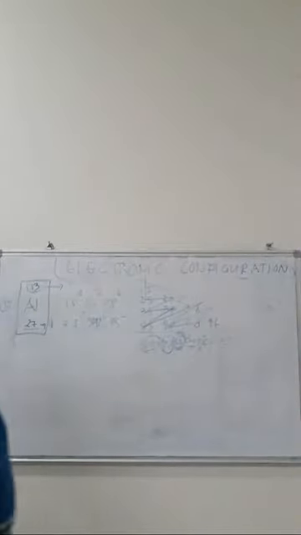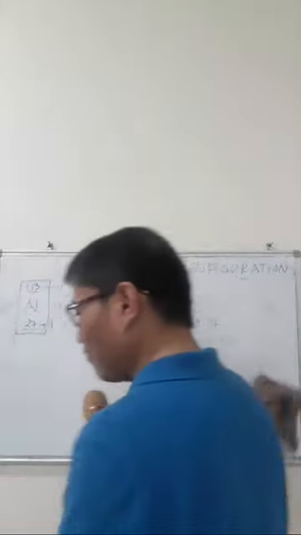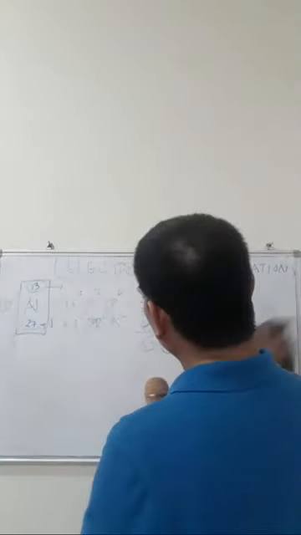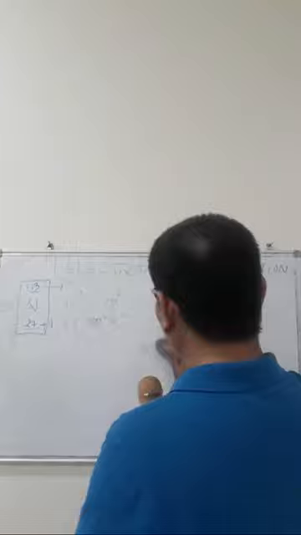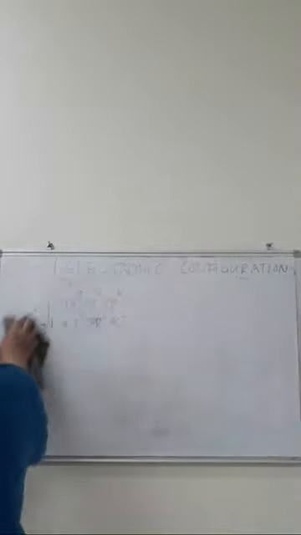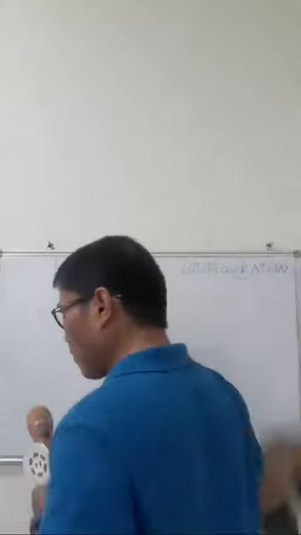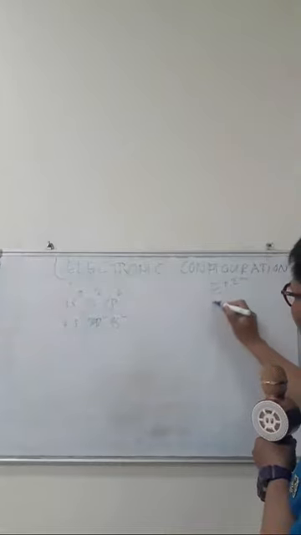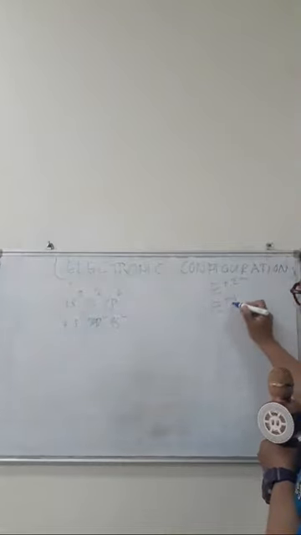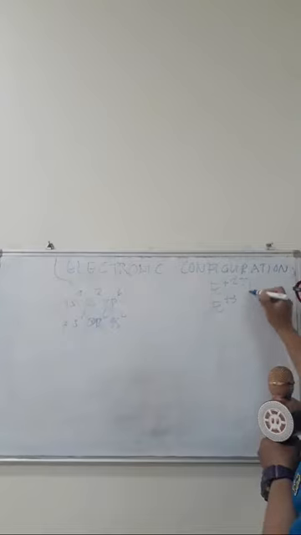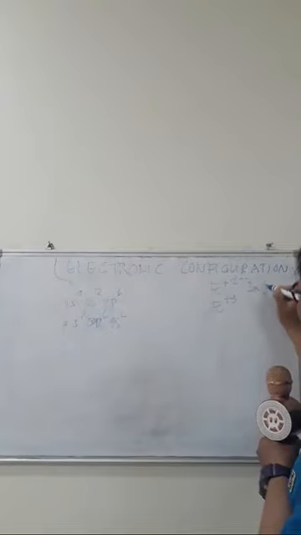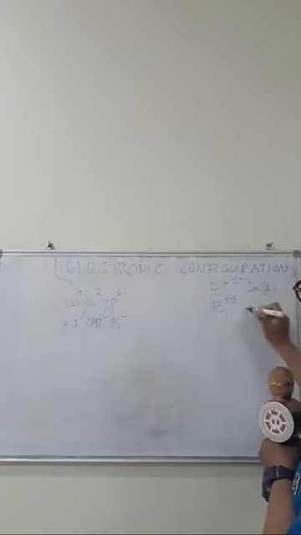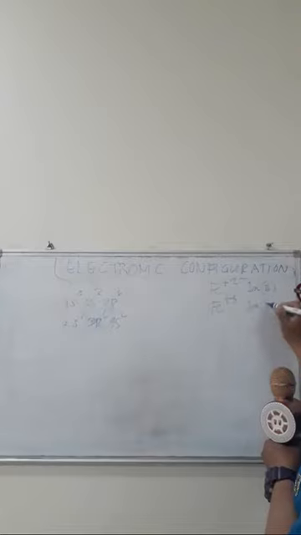Now, we go to ferrous. We have ferrous, which is positive 2, and we also have ferric, positive 3. So this is iron, Roman numeral 2, and iron, Roman numeral 3.